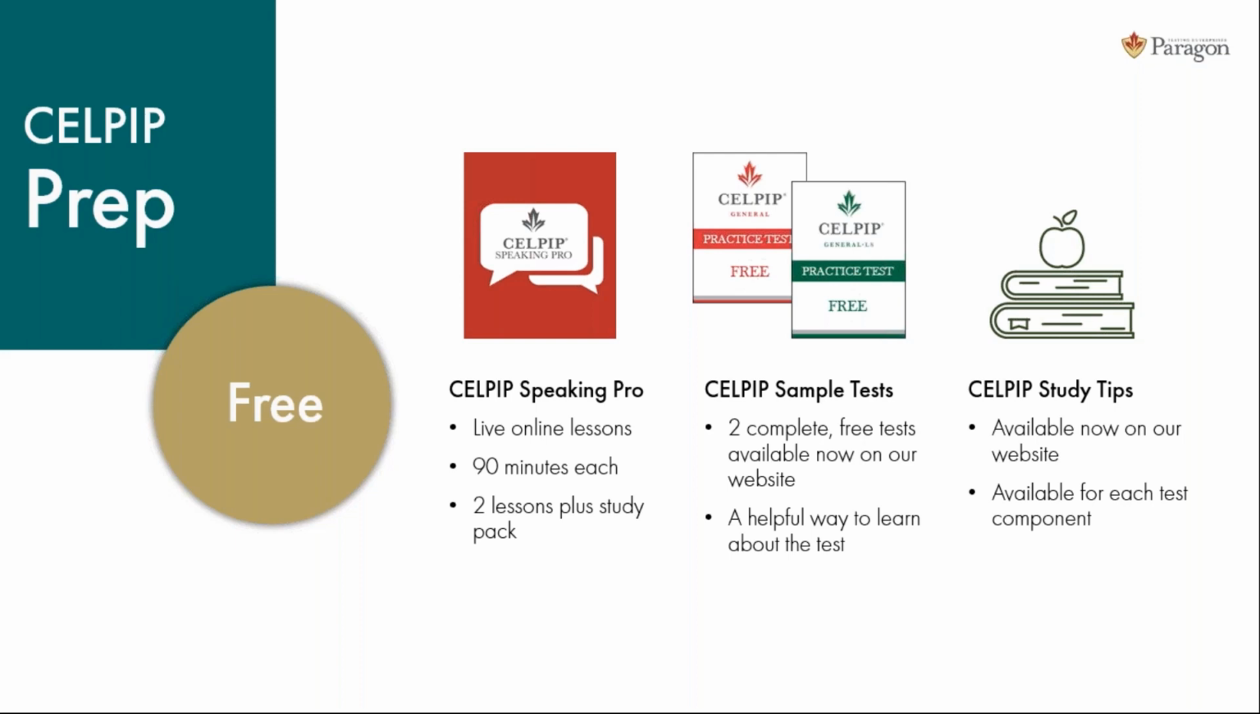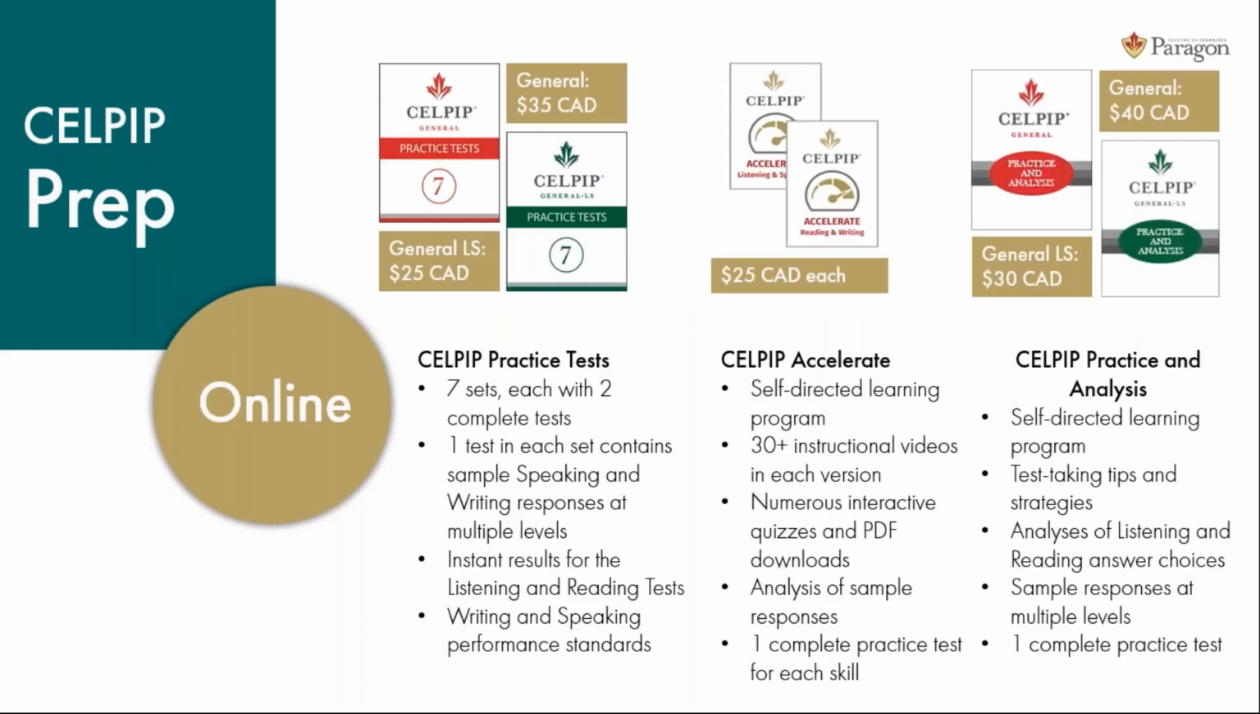And on our website as well, we do have the CELPIP study tips. So you want to look into that as well. Now, in terms of purchasing, we do have 7 practice tests available for purchase. They're generally, the LS are $25 each, and the general is $35, and the general LS is $25, okay?